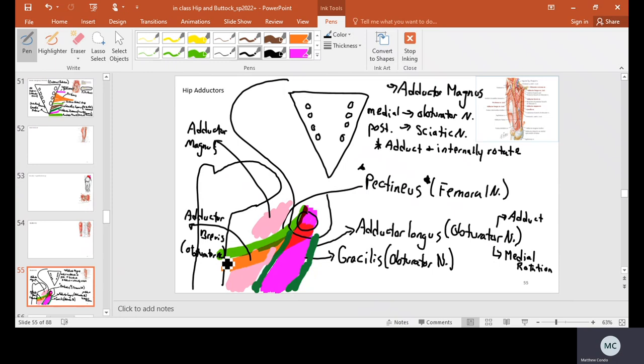They really don't lay that superficially to deep. They all kind of lay again, a big line. Why? Because my picture's that bad? I understand. Yeah, if we dissected down that deep, you basically see them all kind of fan off of various areas of the pubic ramus. And then they're all going to go to their respective locations on the femur.